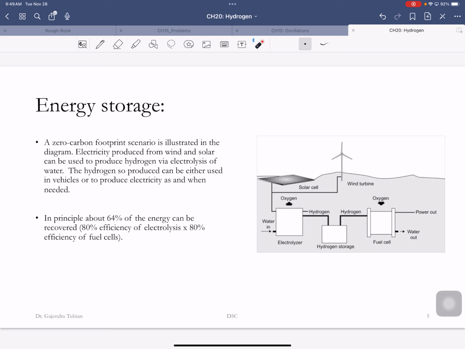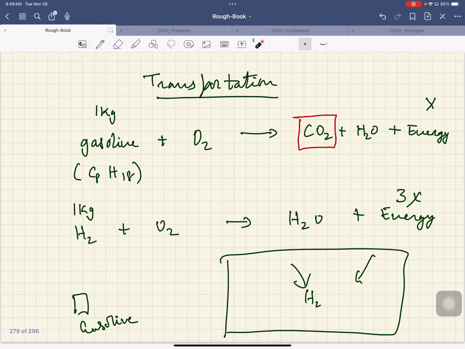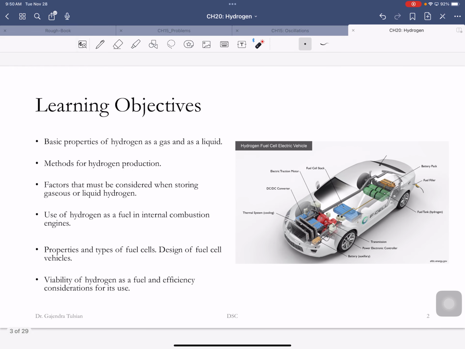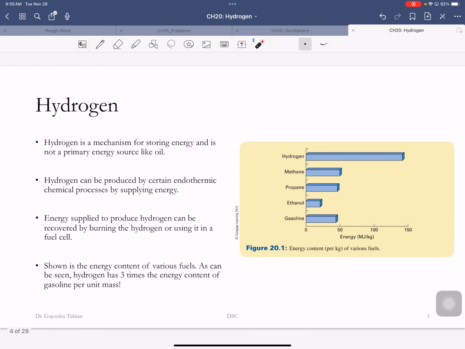So now we'll get into the details. Again, for transportation, what you need is you need to be able to compress the hydrogen or pack it in metals so that you can use the hydrogen in fuel cells and use the energy for transportation. So let's get into this. We'll talk about these various things. Hydrogen is a mechanism for storing energy. So look at this.